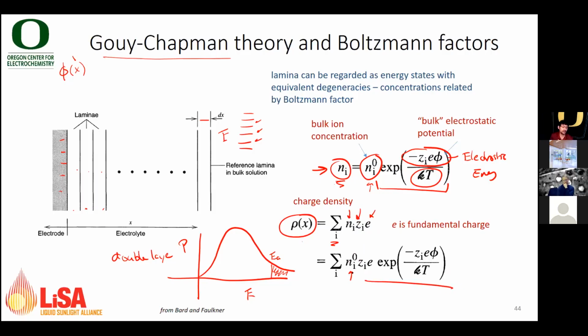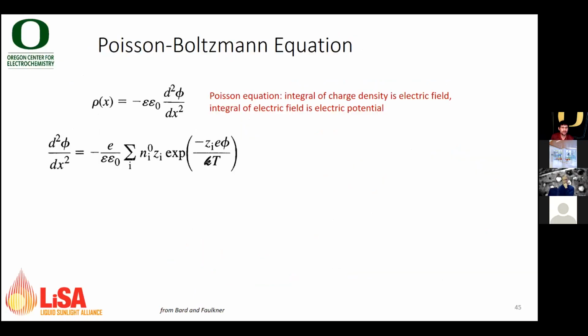So some are going to be enhanced by being close to the electrode, and some are going to be depleted. This differential equation is pretty easy to solve. This is the Poisson equation. It just relates the charge density to the electrostatic potential, the second derivative of the electrostatic potential.